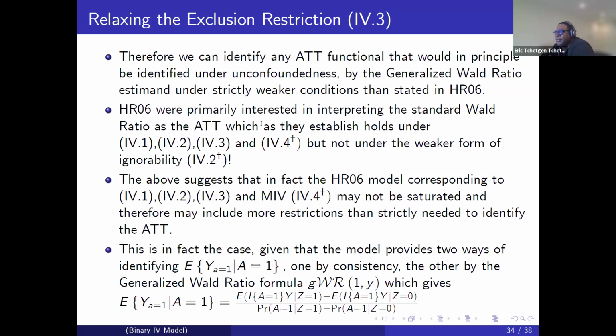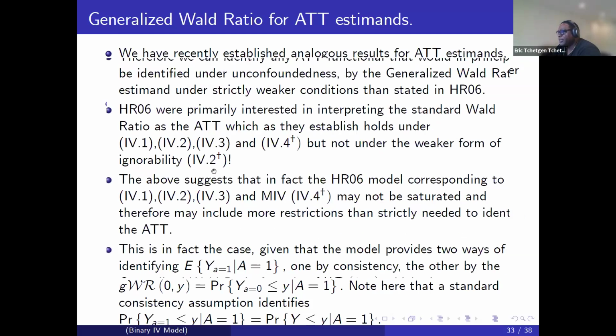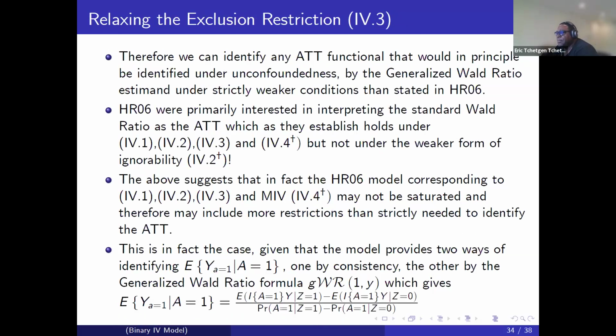So as I just said before, we can identify any ATT function that would in principle be identified under confoundedness by the generalized Wald ratio estimand under strictly weaker conditions than stated in the Hernan and Robins 06 paper. And what I'm referring to here is basically we replace this, the assumption they required in that paper, with this condition, and we still get identification.